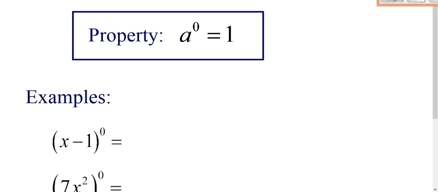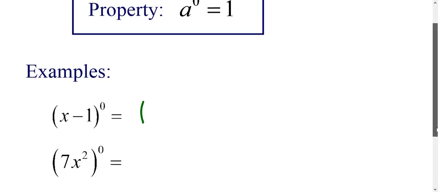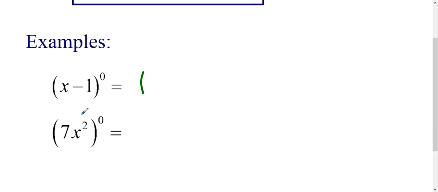This is my favorite property because it's the easiest. Anything to the 0 power is 1. So anything, this base to the 0 power is 1. The whole parentheses here is to the 0 power, so everything to the 0 power, anything to the 0 power is 1.